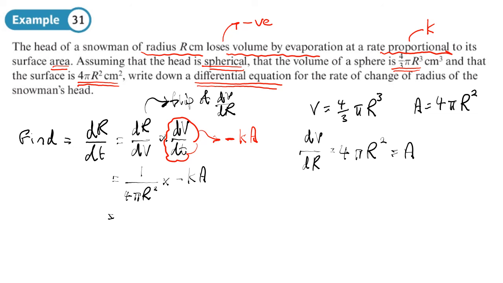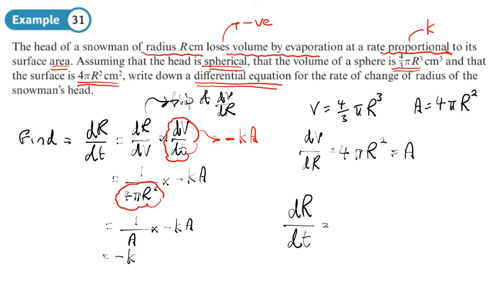Now, do you remember we said that this is the same as A? So if I put A there, I'm going to get some stuff that cancels out. So I could write that as 1 over A times minus kA, and then I just finish with negative k. That's it. So that's the differential equation. You don't need to solve it. So dr/dt works out just to be negative k. So part of that was doing some differentiation to get dV/dr, which we flipped to make dr/dV, and then the other bit, the dV/dt bit, we got from the first sentence, that the change in volume over time is decreasing by a rate which is proportional to the surface area. So this came from the first sentence.